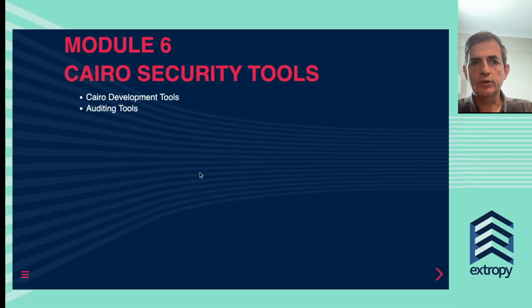In this module we're going to talk about security tools. We're first going to look at some development tools, so you'll need this when you're looking at a contract, you want to build it, you want to test it. And then we'll also look at some auditing tools, so we can use these to help us find vulnerabilities in the contracts.